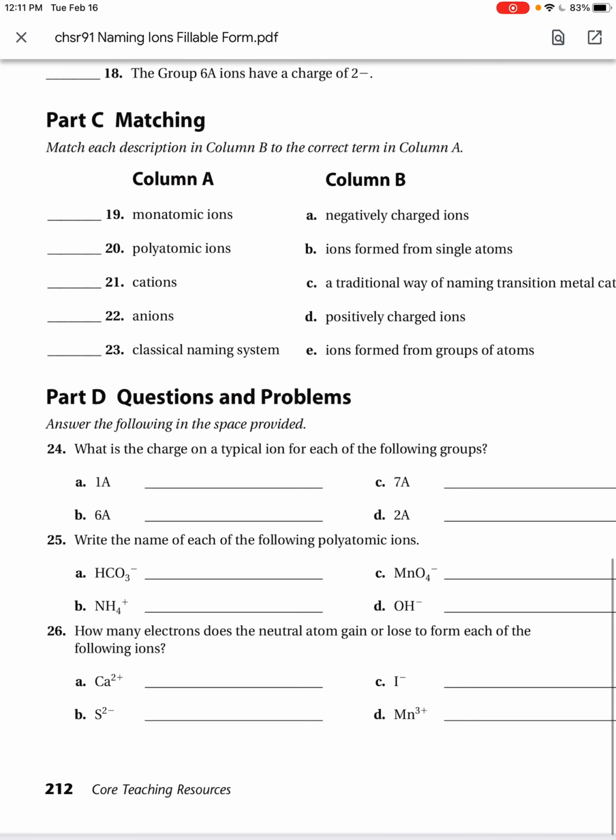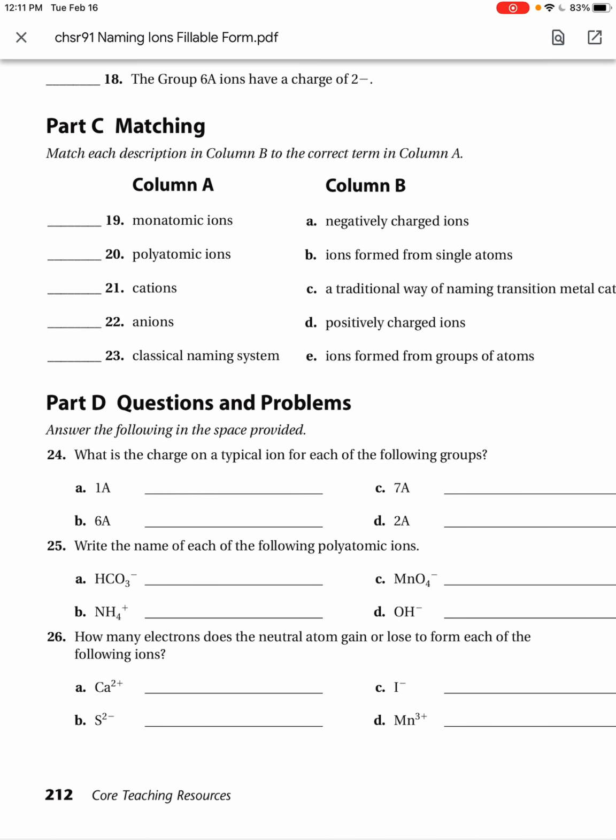So moving on to our matching. Monoatomic ions would be B, ions formed from single atoms. That makes sense, pretty logical. Polyatomic ions would be E, ions formed from groups of atoms. Cations, number 21, would be D, positively charged ions. Number 22, anions, would be negatively charged ions.